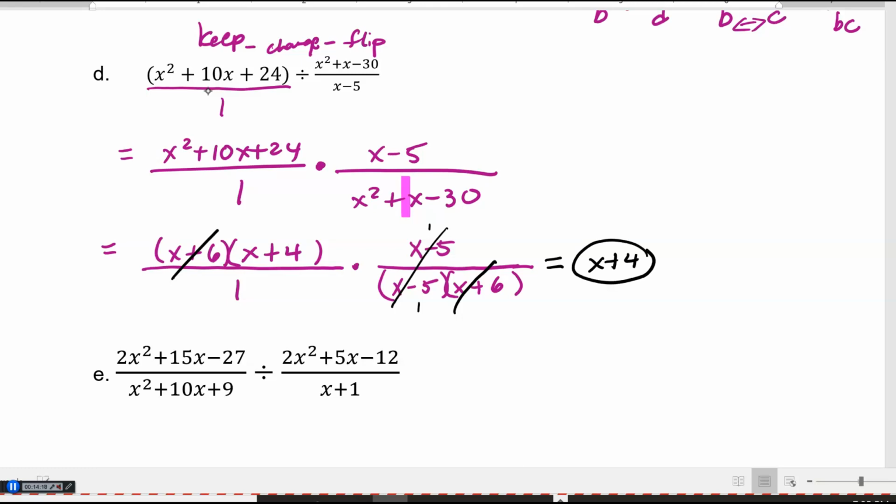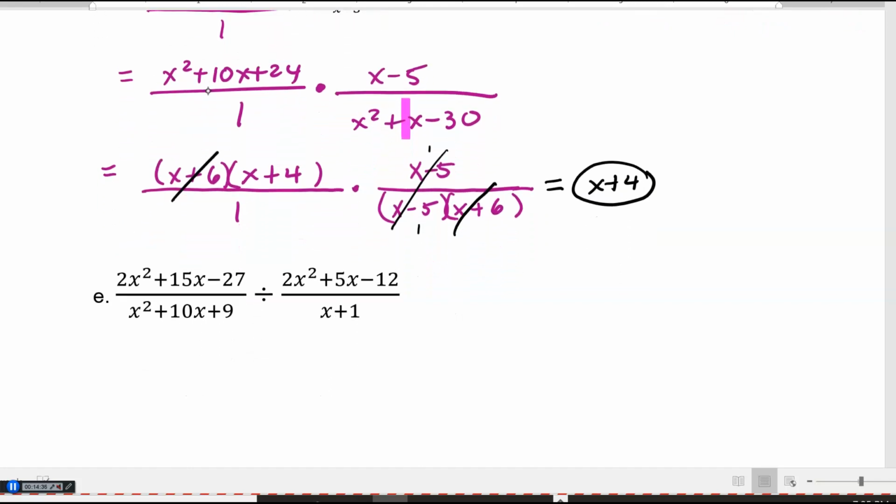Please don't write x plus 4 over 1 because that's not simplified. Like if I ask you how much money do you have in your wallet and you said $5 over 1, it doesn't make sense to put it over 1. Just say 5, right?